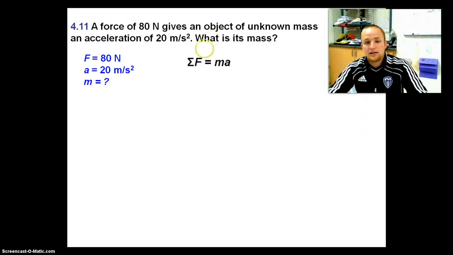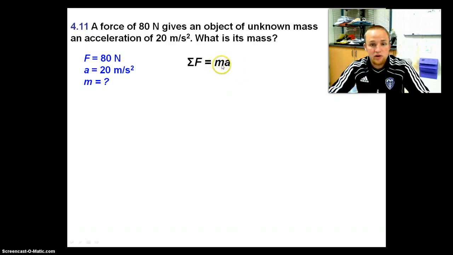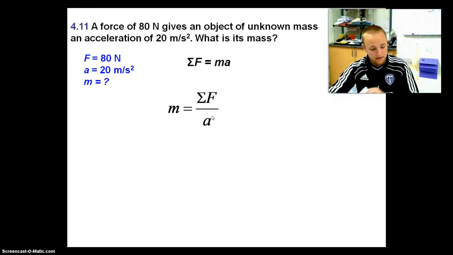So our formula is the sum of our forces equals mass times acceleration. So algebraically, what I would do here is solve for m. And the easiest way for me to solve for m is to divide both sides by a. So if I divide both sides by a, then I'm left with mass is the sum of my forces divided by my acceleration.